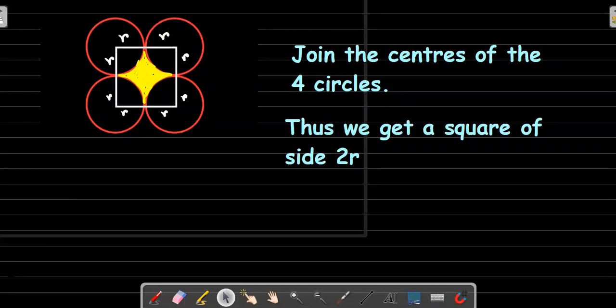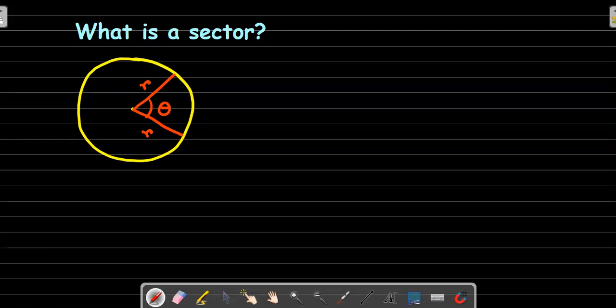Now you can see that if you subtract the area of the four sectors, these four sectors, from the area of the square, then you will get the area of the shaded region. Now let's see what is a sector. A sector of a circle is the region that is bounded by the two radii of the circle. Here the sector makes an angle theta.